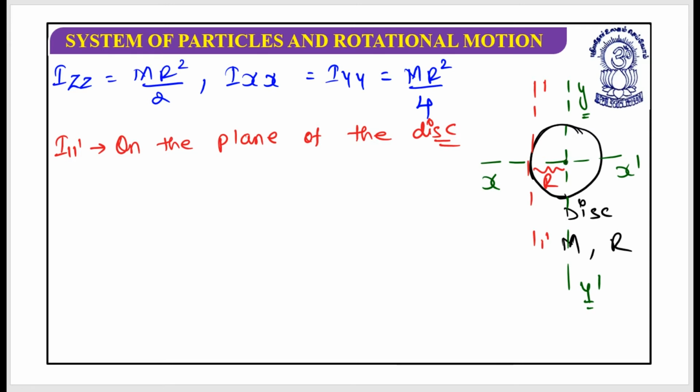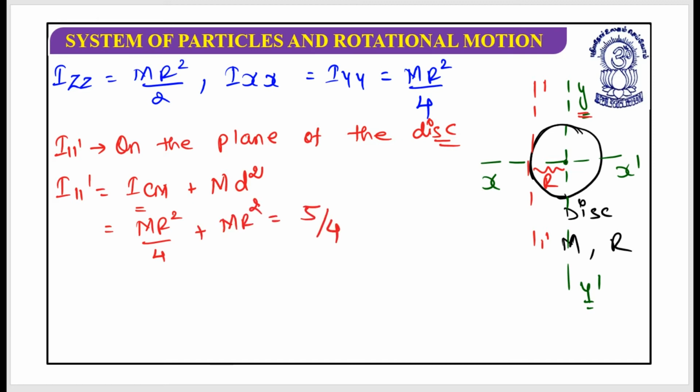of mass. So according to the parallel axis theorem, what I can write is I11 dash is equal to I center of mass plus m into d square, or it's m into r square. Now ICM, that is IYY dash, is passing through here, and IYY dash is mr square by 4 plus mr square, which is equal to 5 by 4 mr square. I hope this is clear. Are you sure?